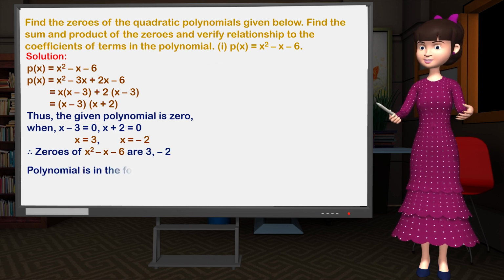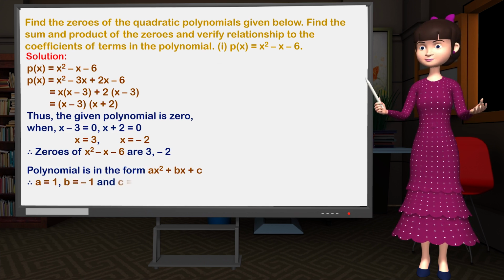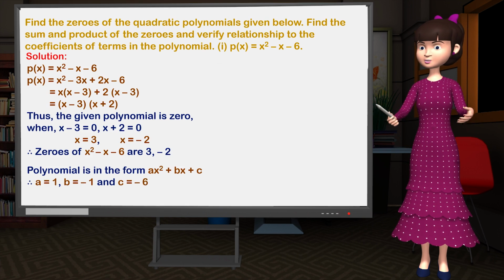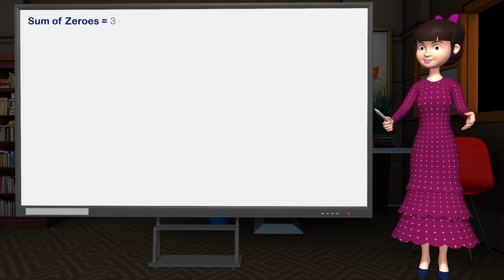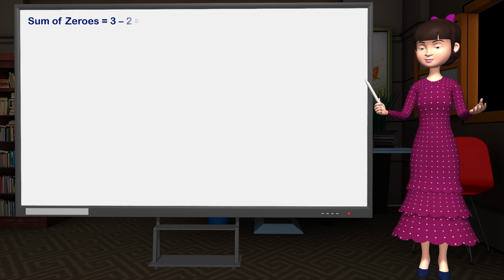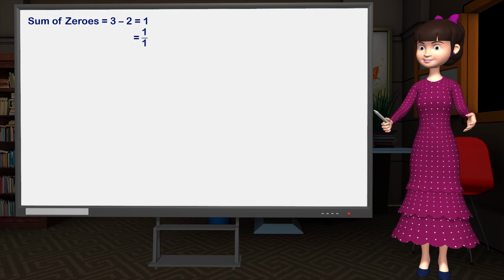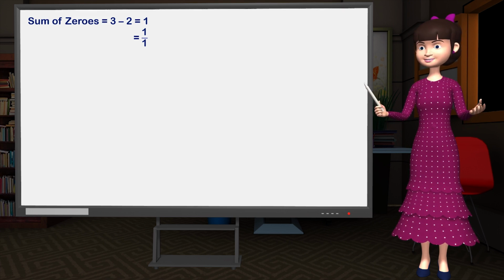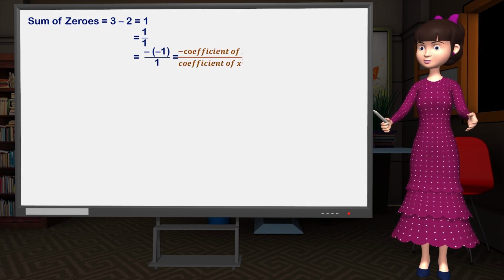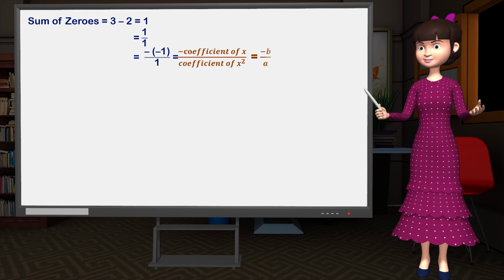Polynomial is in the form of ax square plus bx plus c. Therefore, a is equal to 1, b is equal to minus 1 and c is equal to minus 6. Now, sum of zeros is equal to 3 minus 2, which is 1, which is 1 by 1. 1 by 1 can be written as minus of minus 1 by 1, that is minus coefficient of x by coefficient of x square, that is minus b by a.